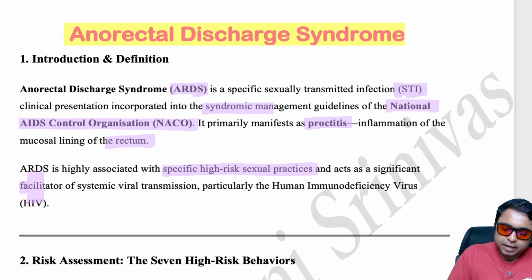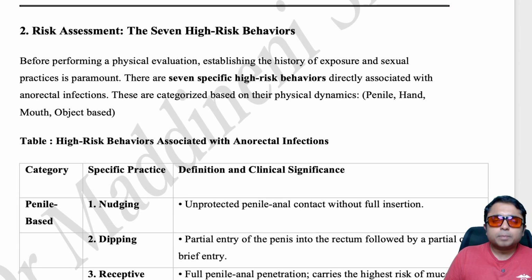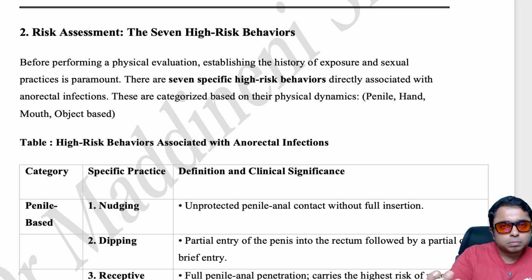It acts as a significant facilitator because of the inflammation. There could be erosions, ulcers, raw areas which could act as an entry point for viruses, especially the human immunodeficiency virus. Whenever you have a patient with the possibility of anorectal discharge, you need to know what high risk behaviors and practices that individual may have. You need to remember 7 high risk behaviors. These are very important even while you are examining.